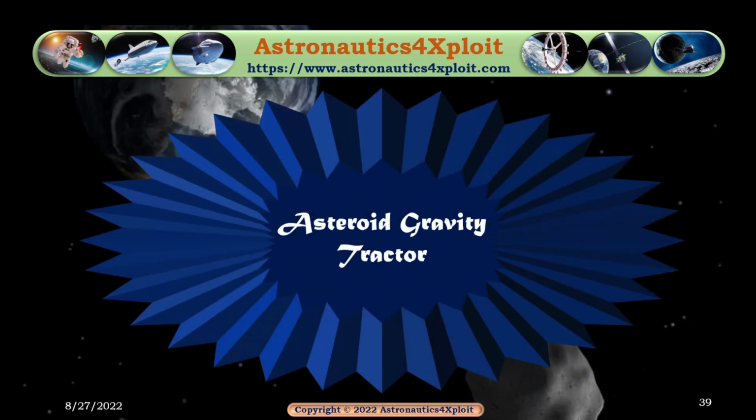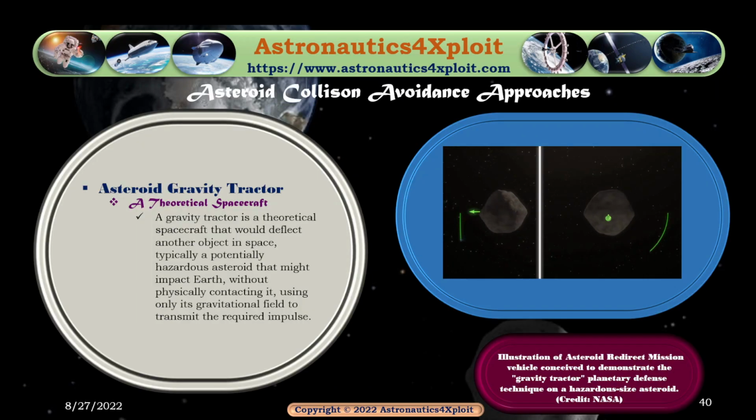Asteroid gravity tractor is another approach of asteroid collision avoidance. A gravity tractor is a theoretical spacecraft that would deflect another object in space, typically a potentially hazardous asteroid that might impact Earth, without physically contacting it, using only its gravitational field to transmit the required impulse. This animation shows an illustration of the asteroid redirect mission vehicle conceived to demonstrate the gravity tractor planetary defense technique on a hazardous-sized asteroid.